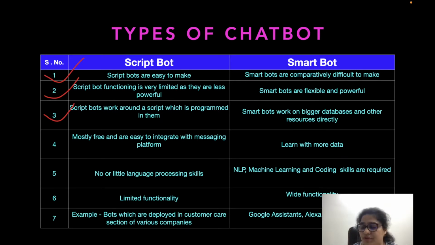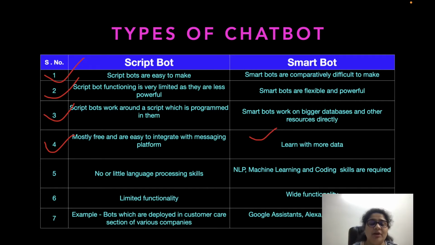Now we'll move towards the fourth point, which is script bots are mostly free and easy to integrate with messaging platforms. Right. So these are messaging platforms where users are giving and getting the answers. Whereas a smart bot is learning with more data. More and more data will make smart bots smarter.